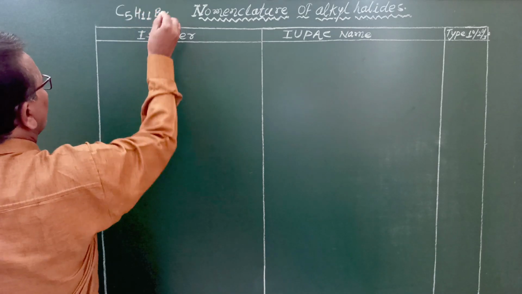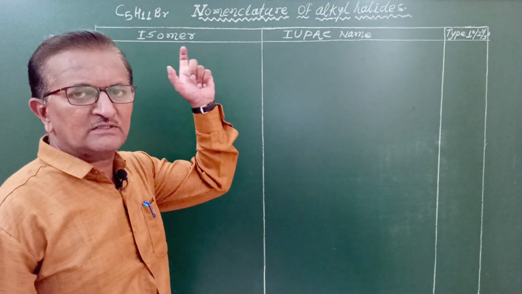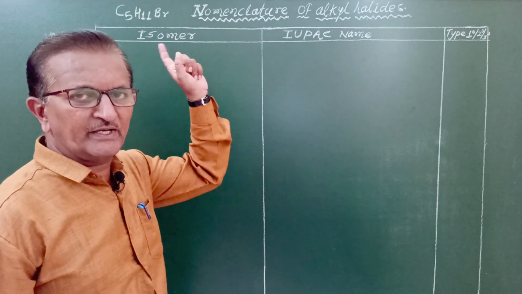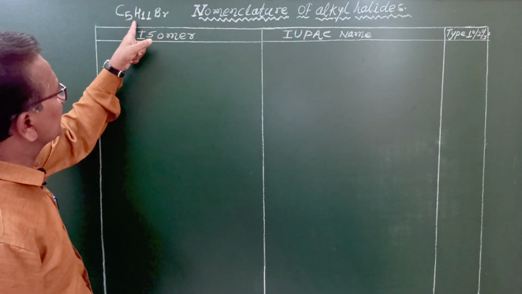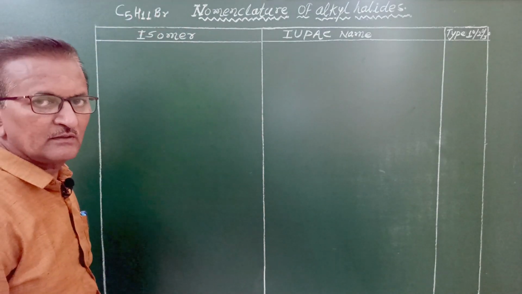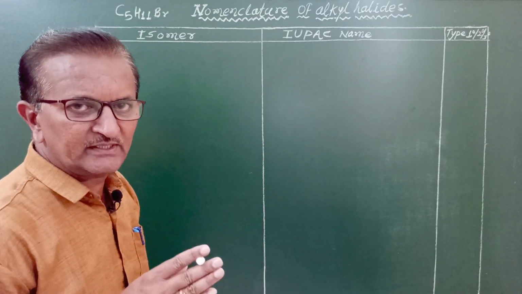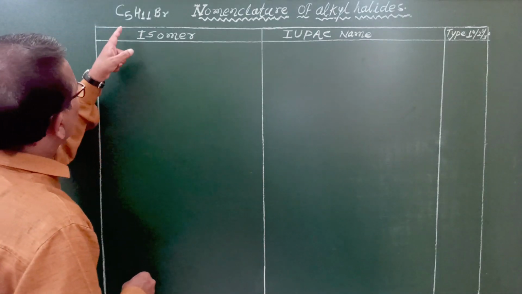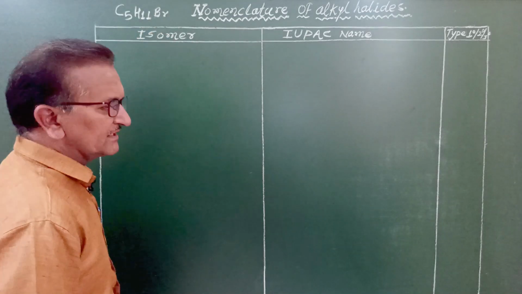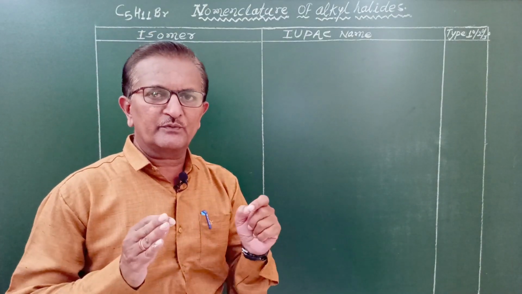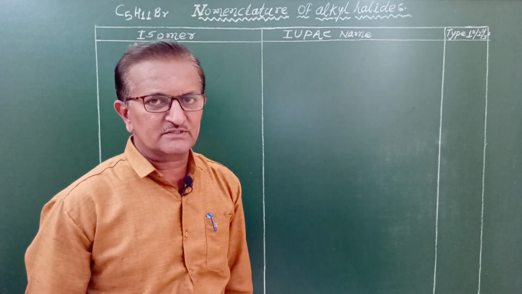C5H11Br. Draw structures of all the possible isomers that have molecular formula C5H11Br, write their IUPAC names and classify them as primary, secondary or tertiary. The molecular formula C5H11Br represents 8 different isomers. Now let us see what these 8 different isomers are.